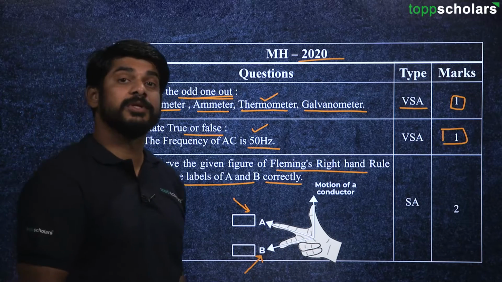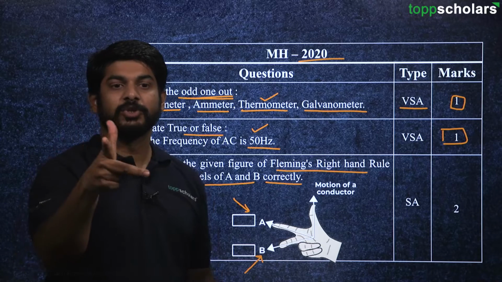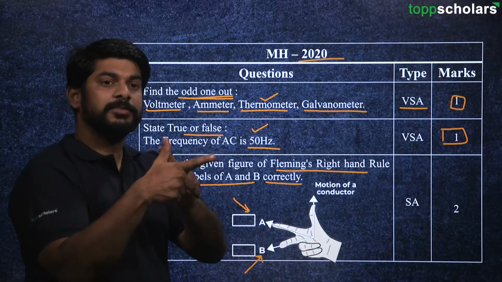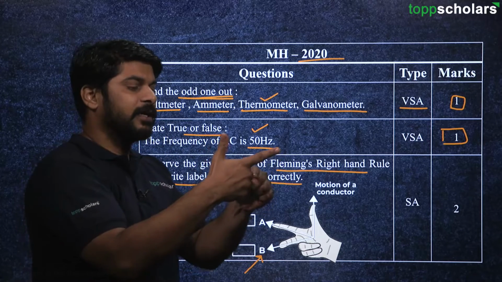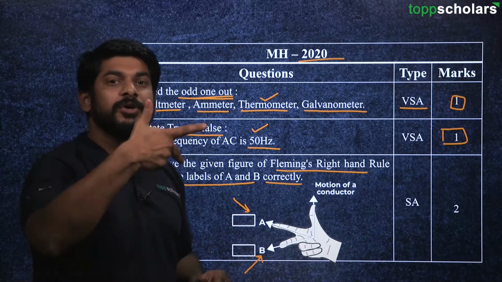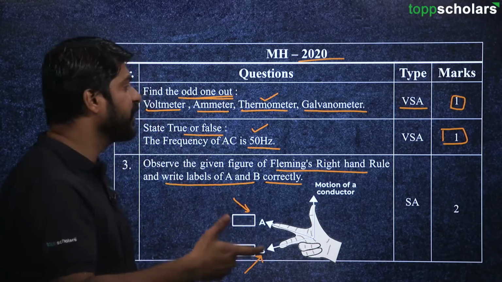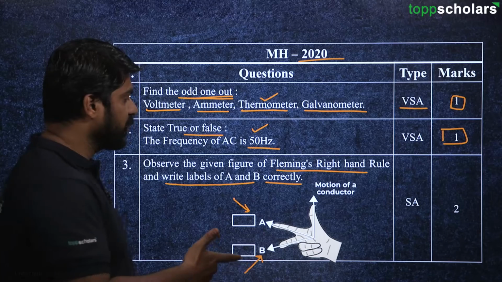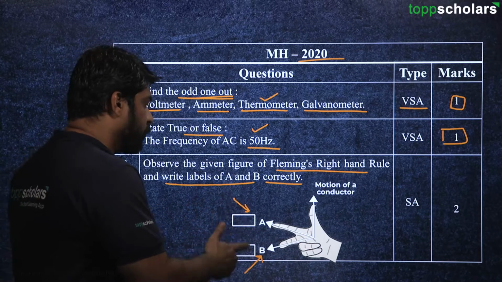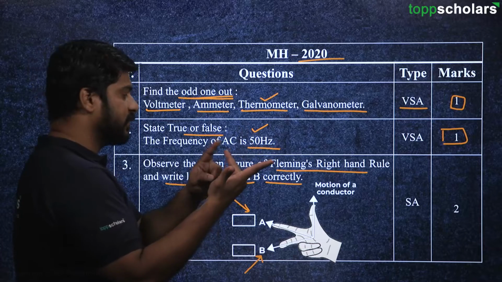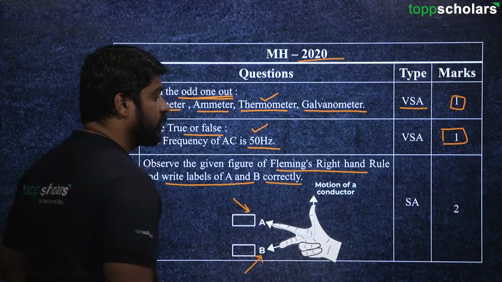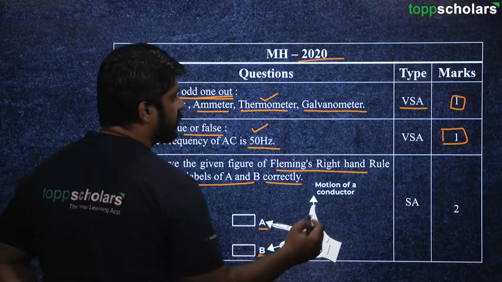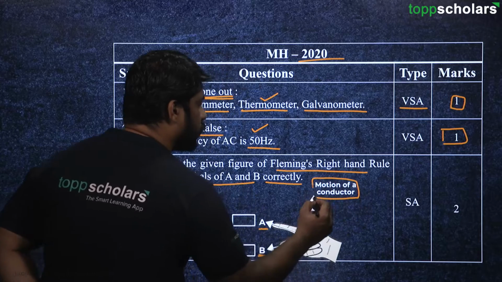You might already have studied this right hand rule, isn't it? Here there are 3 fingers. One is a thumb, then this is the index finger and this is the middle finger. Each one of these indicates some physical quantity related to the magnetic effect of electric current. So here we have to identify what is A and what is B. The thumb indicates the motion of the conductor.